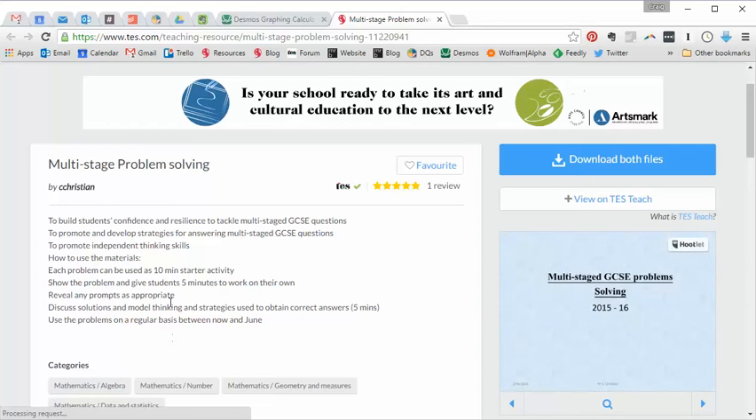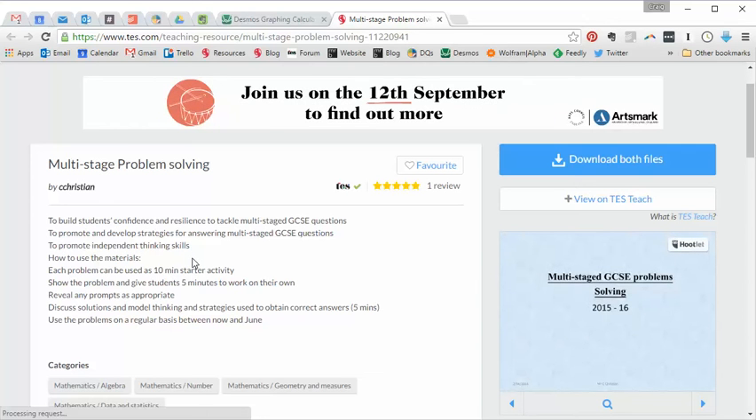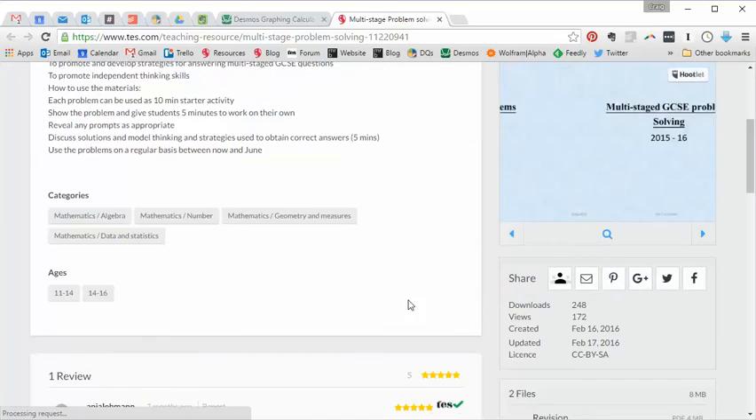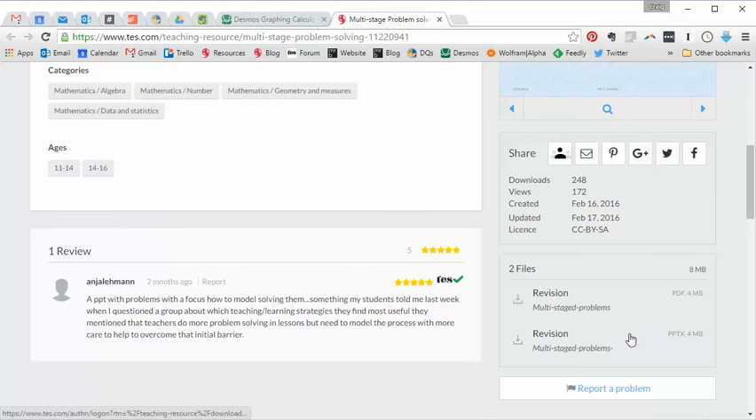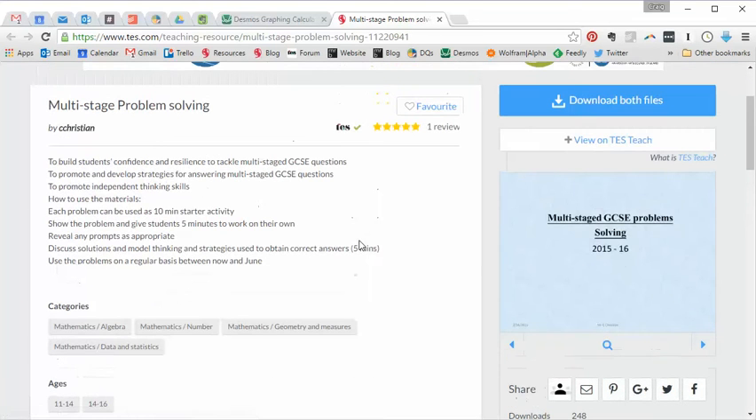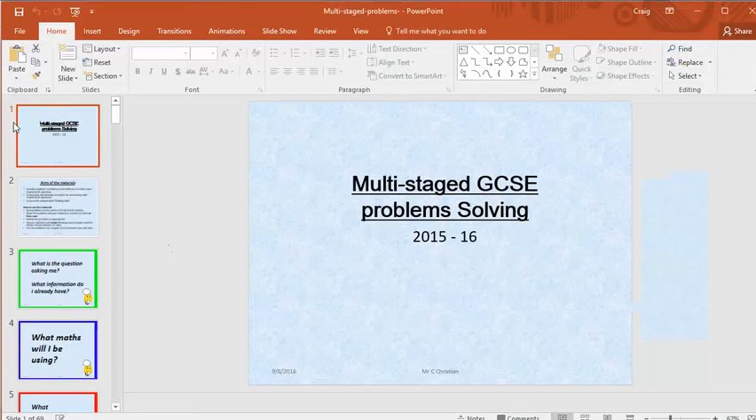So how do we tackle this? Well, this resource goes a long way to helping. It's a PowerPoint. There's also a PDF available, but that's kind of just a version of the PowerPoint. So just download the PowerPoint and you're good to go. And let's have a look at it and talk about how we can use it.